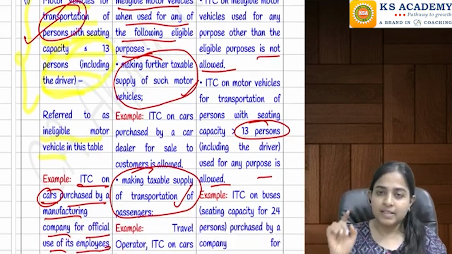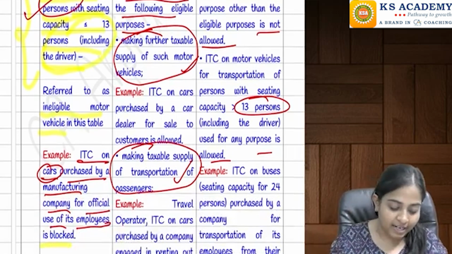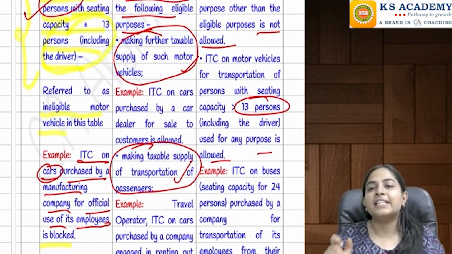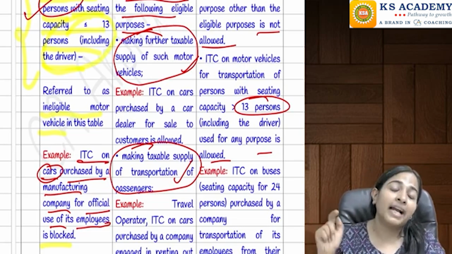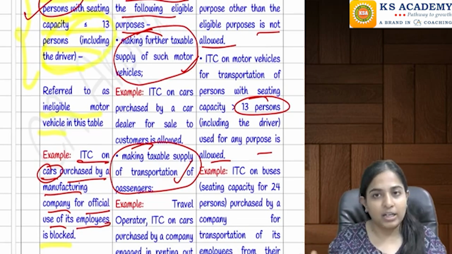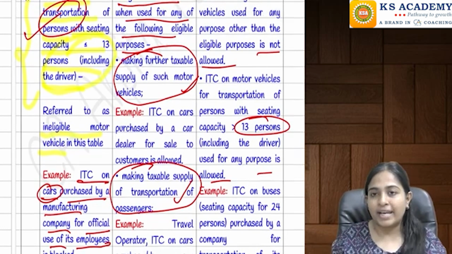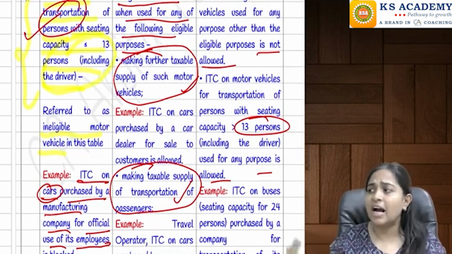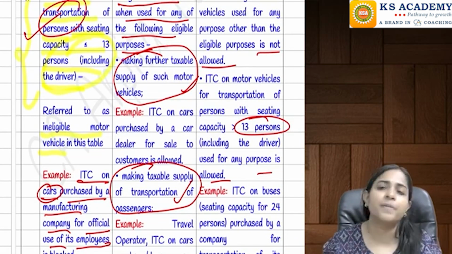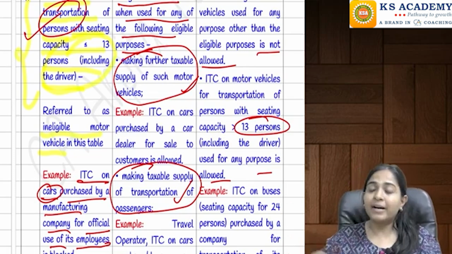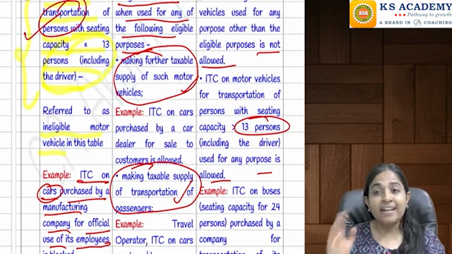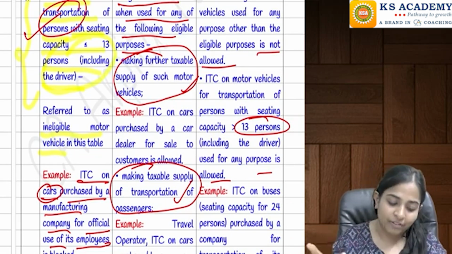If this is considered as an ineligible motor vehicle, if we have purchased any such motor vehicle, then the ITC on that motor vehicle is totally not allowed. That is totally blocked. Example, normally I am purchasing a car and saying that I am using it for my business purpose. No, that is totally not allowed. But similarly, if I purchase a truck for transportation of goods, then that will be allowed.